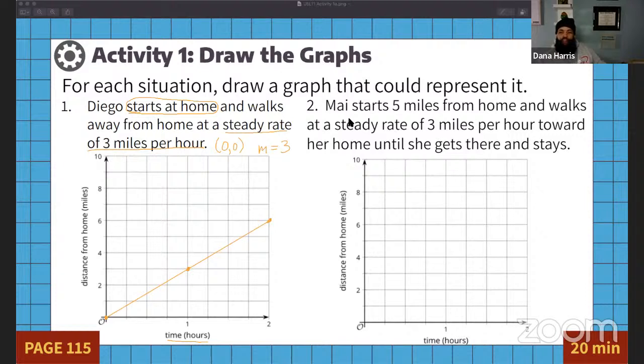So May starts 5 miles from home and walks at a steady rate of 3 miles per hour towards her home. That's important. And then she gets there and stays. So this basically says the y-intercept here is 5. The distance from home is on the y-axis here again. So 5 miles from home, she's starting right there. And then she walks at a steady rate of 3 miles per hour towards her home.